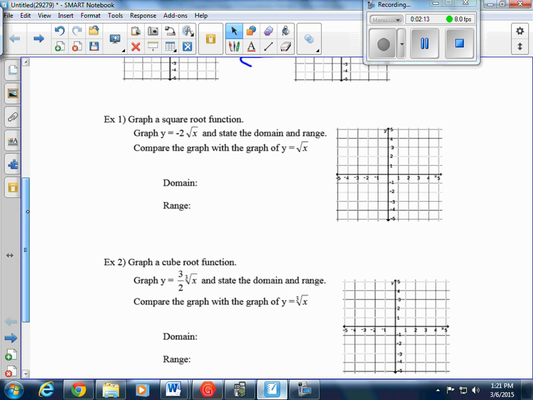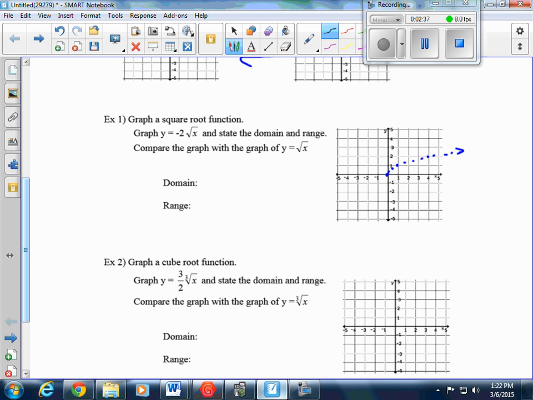So in example 1, what we're going to be doing is looking at how to graph these. We're going to graph y equals -2 times the square root of x and state the domain and the range. And then we're going to compare it with the parent function of y equals square root of x. So I'm going to take my parent function, and this one's a square root, so I'm going to just draw that on here real quick. So I'm going to compare it with that.